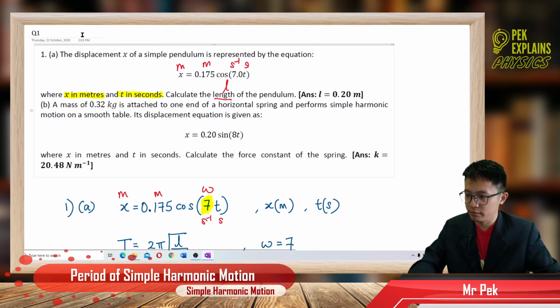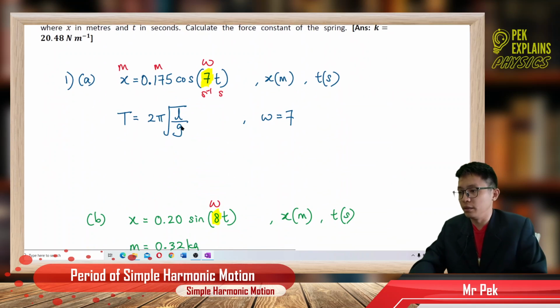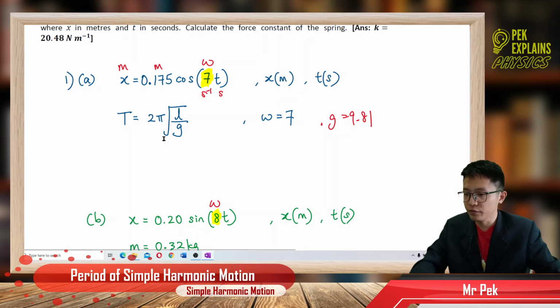The g is on Earth. This pendulum is by default on Earth, not another planet. It didn't mention which planet, so it must be on Earth. So on Earth, the gravity is 9.81 by default. So I need to find the period. How to find the period? Which one can give me the period? Yes, the omega.